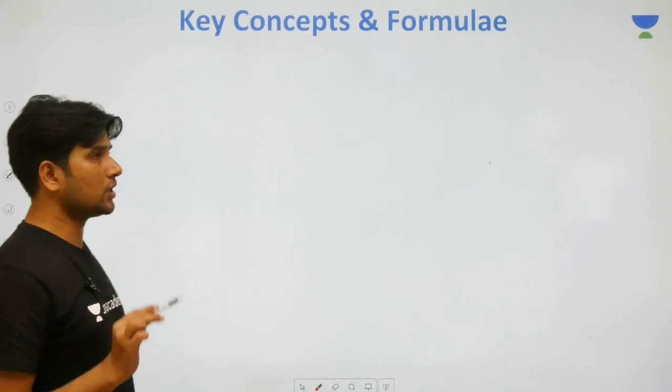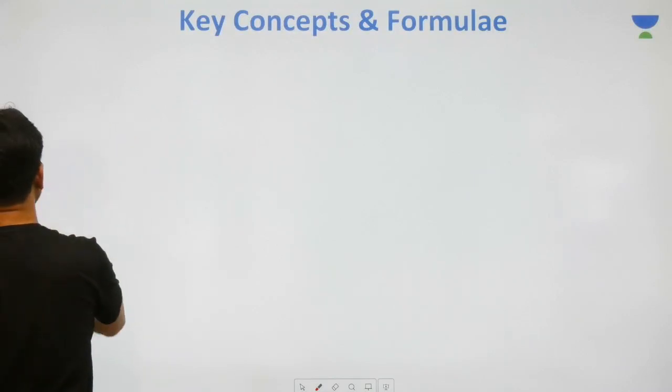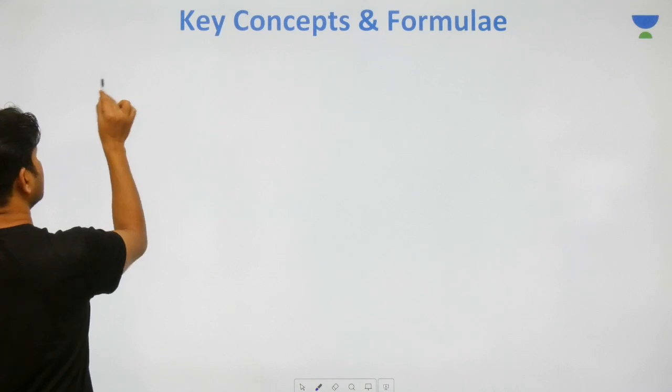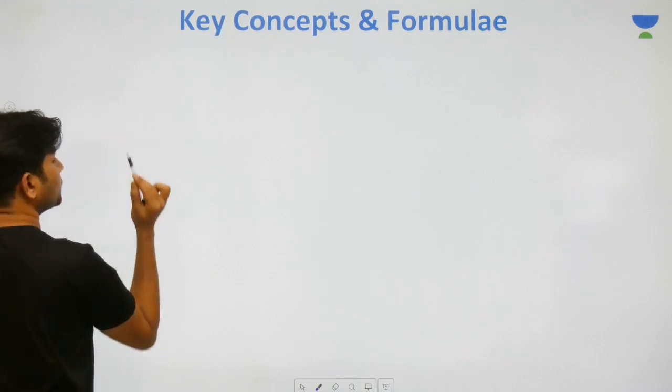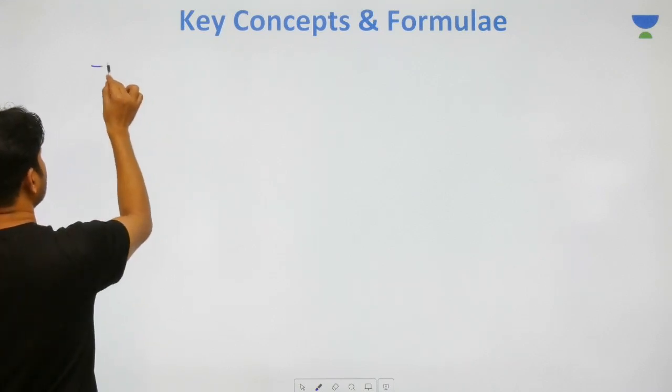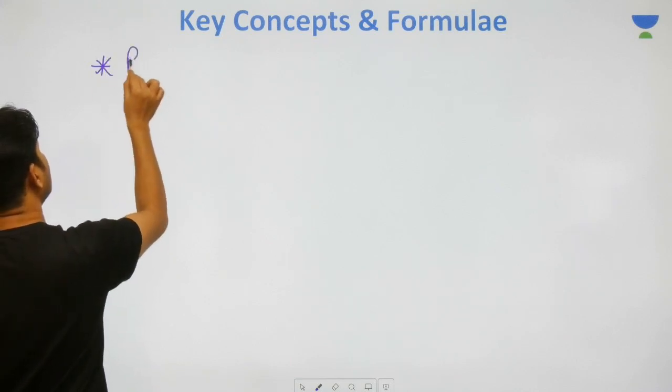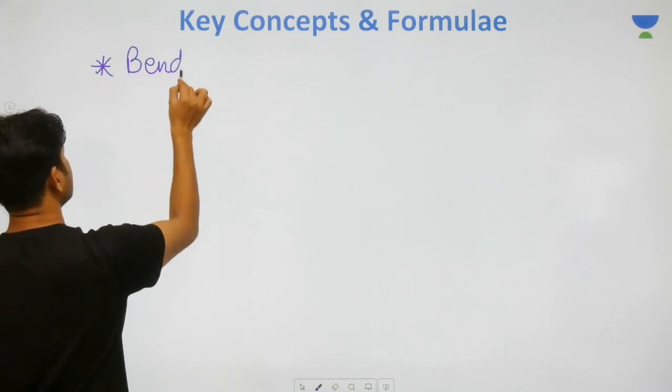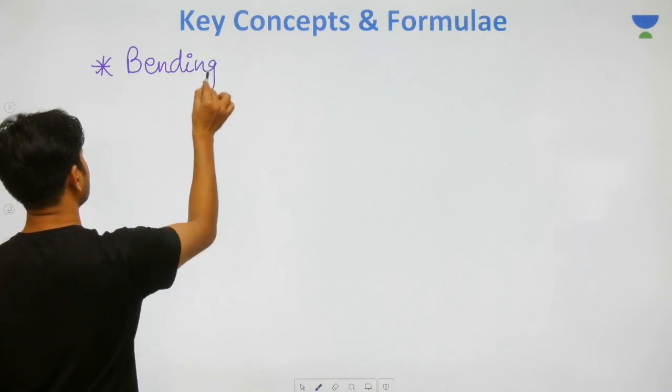Now let us go ahead and talk about the topic in hand. The topic that we have is that we are interested in the stress now. We are particularly interested in the bending stress: due to bending, what will be the stress?